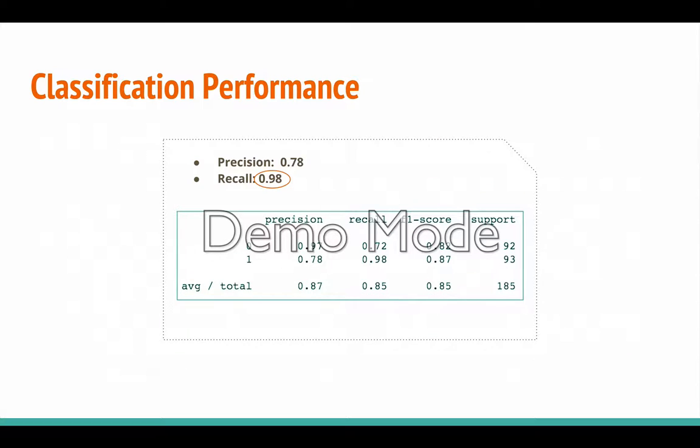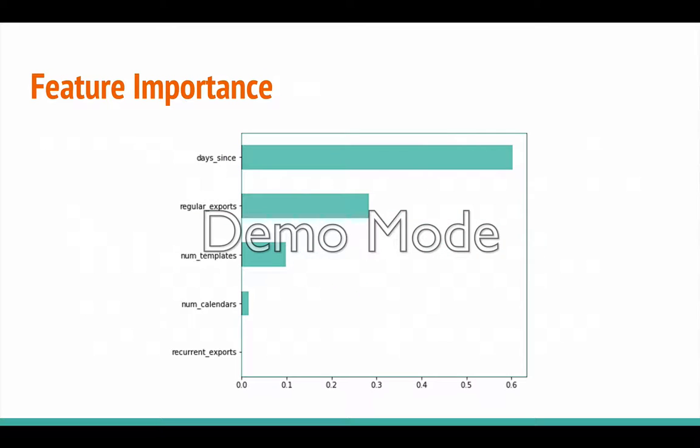Classification performance. So this is actually what we are looking for, recall. We have 0.98 recall. However, the precision is 0.78, but it doesn't really matter because it's fine to have false negatives. So, feature importance. Random forest actually gives us feature importance out of the box.